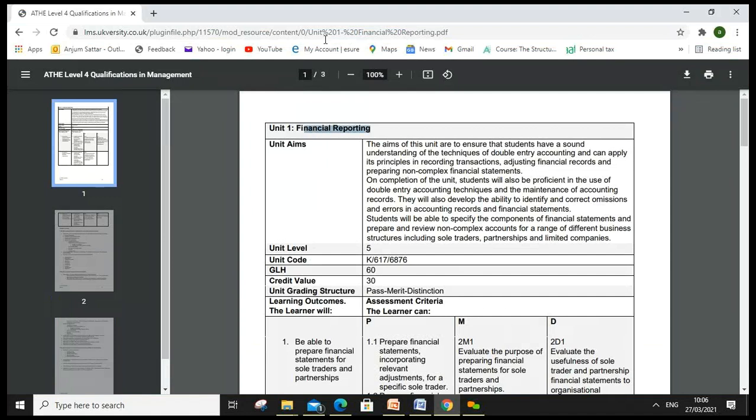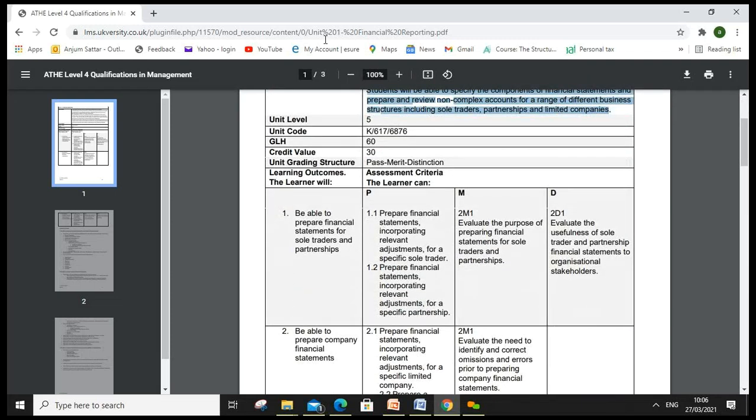This is the financial reporting unit, and if you want to look at other courses, you can look at F7 in ACCA, which is about financial reporting. The aim of this unit is to ensure students have a sound understanding of techniques, double entry bookkeeping, recording transactions, adjusting financial records, and non-complex financial statements. We'll go through double entries, how to prepare and record non-complex accounts. That's the key.